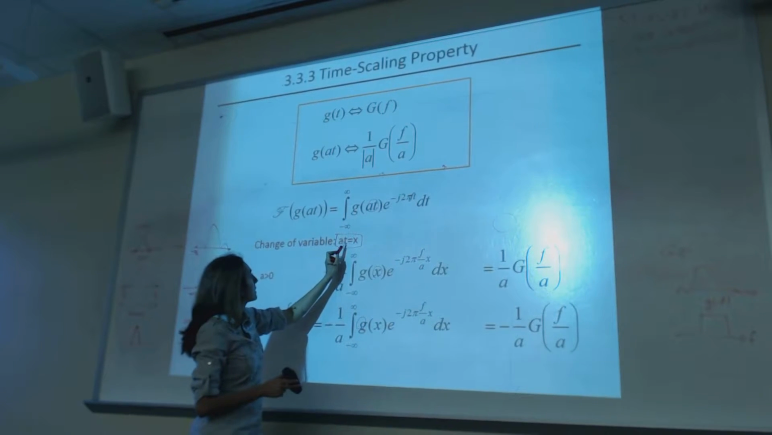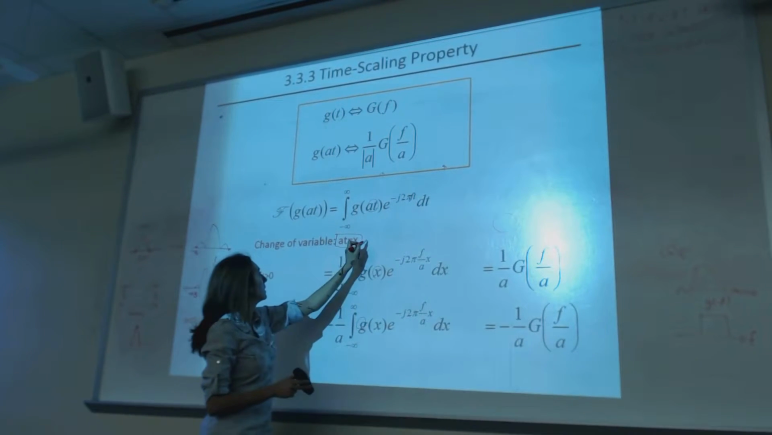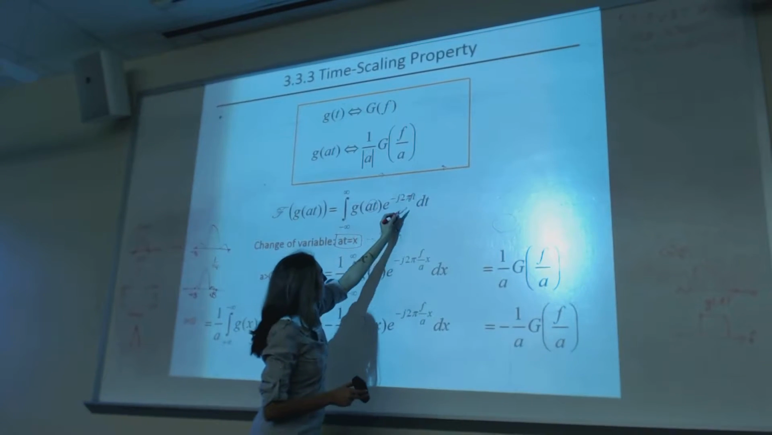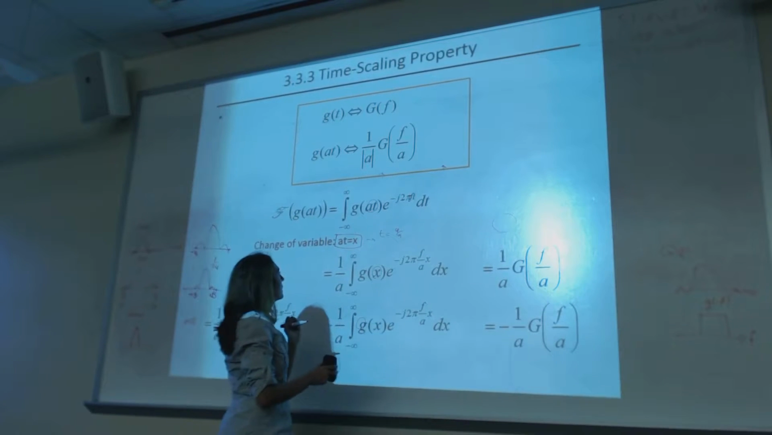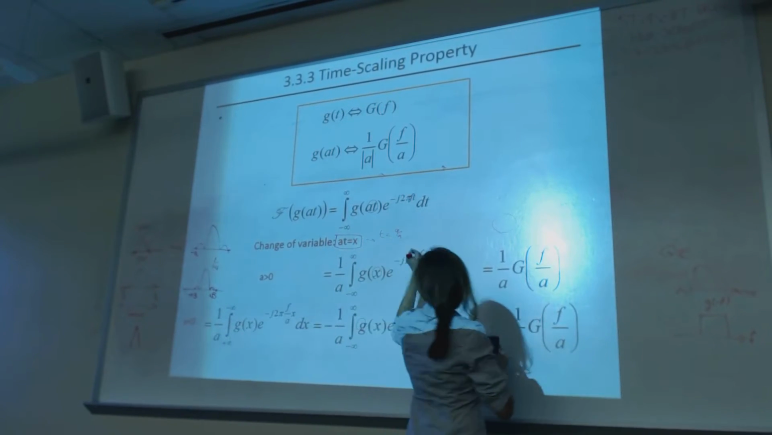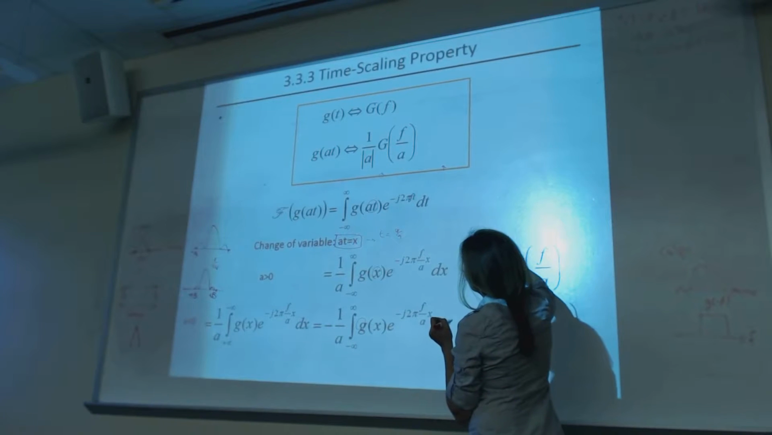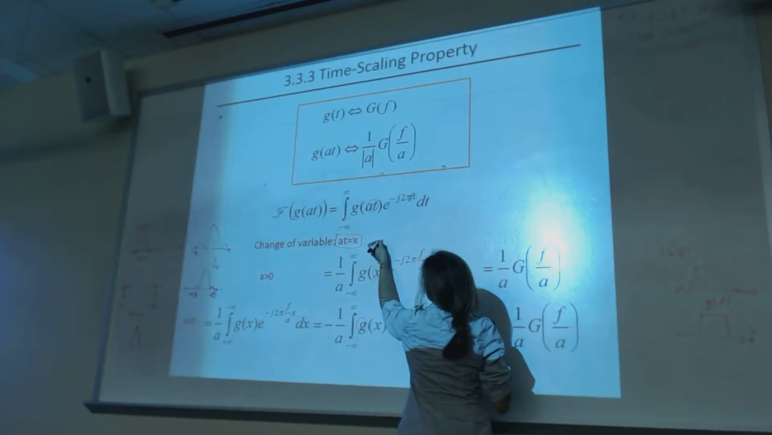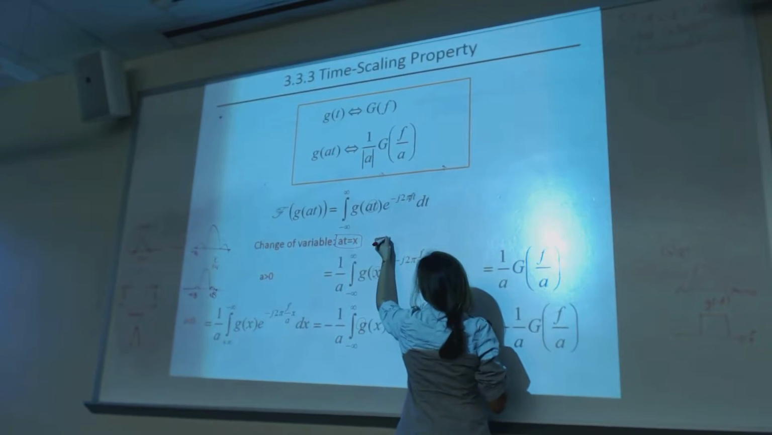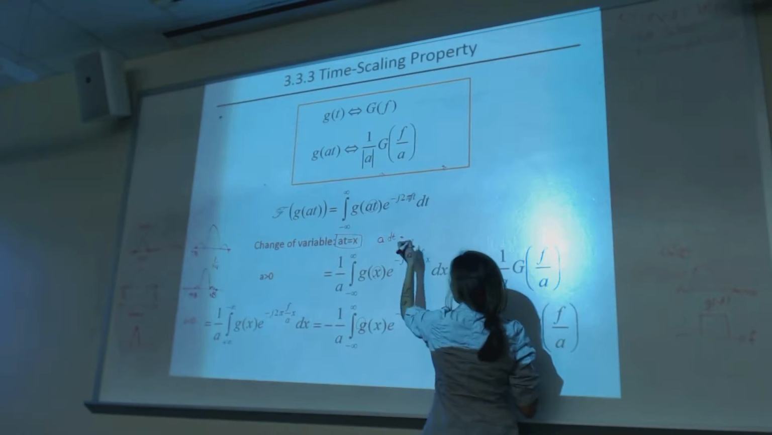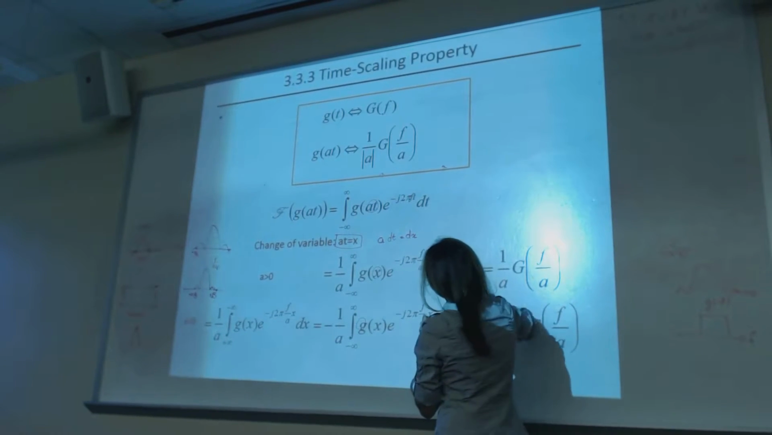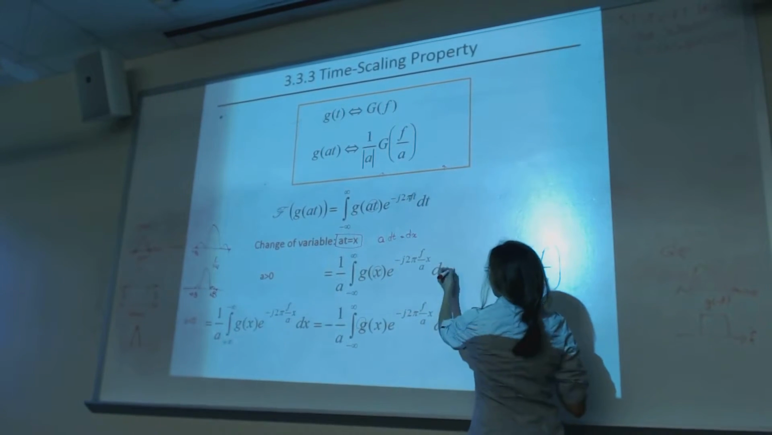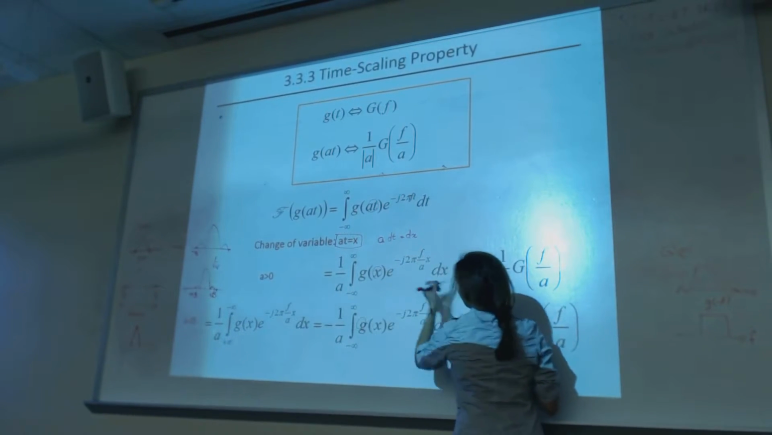If at is x, instead of t, I can put x over a. So instead of t, put x over a. What happens to dt and dx? What's the relation between dt and dx? If at is equal to x, I can take a times dt equal to dx. Therefore, instead of dt, you have to put dx over a.